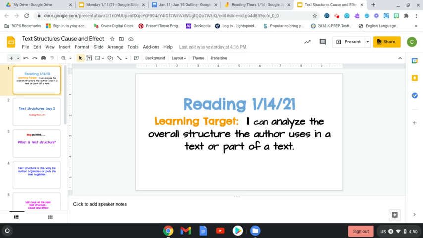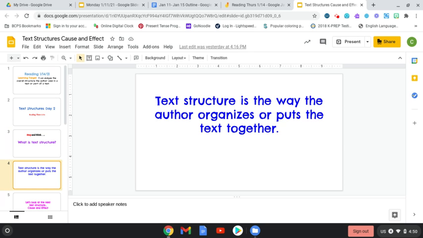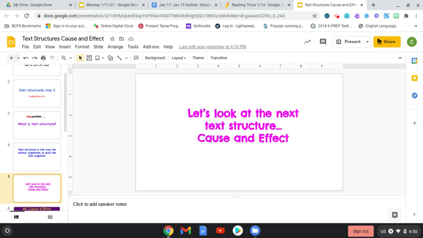Your learning target: I can analyze the overall structure an author uses in a text or part of a text. So let's stop and think, what is text structure? Text structure is the way the author organizes or puts together the text. Okay? So our new one that we're going to look at today is cause and effect.